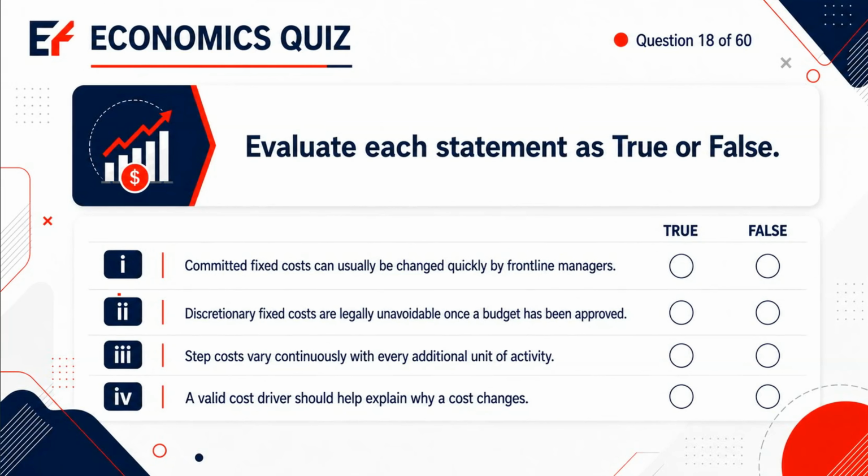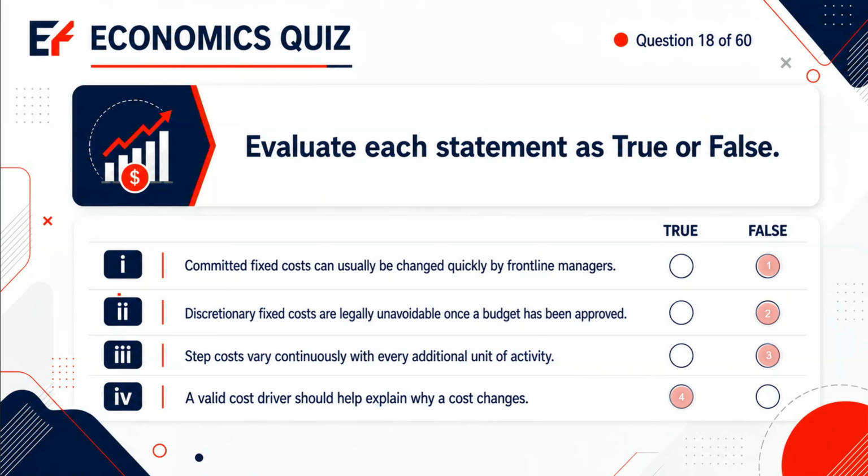Question 18. Evaluate each statement as true or false. Committed fixed costs can usually be changed quickly by frontline managers. The correct answer is false. Discretionary fixed costs are legally unavoidable once a budget has been approved. The correct answer is false. Step costs vary continuously with every additional unit of activity. The correct answer is false. A valid cost driver should help explain why a cost changes. The correct answer is true.